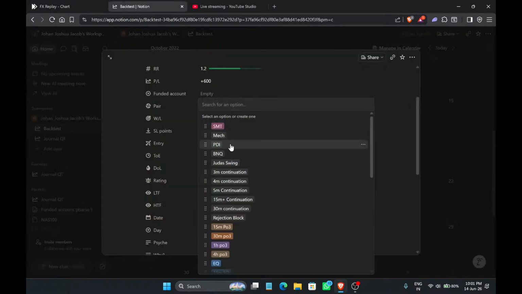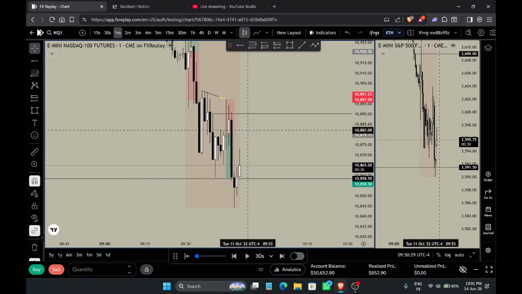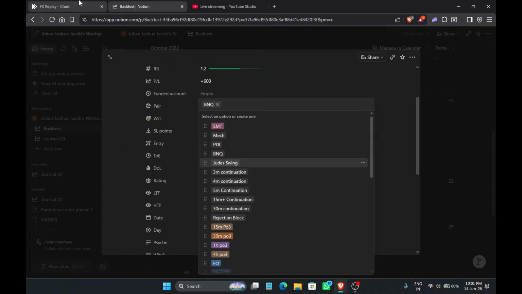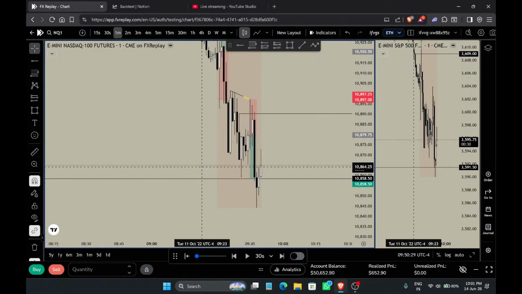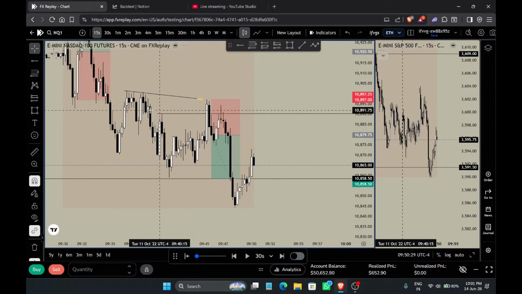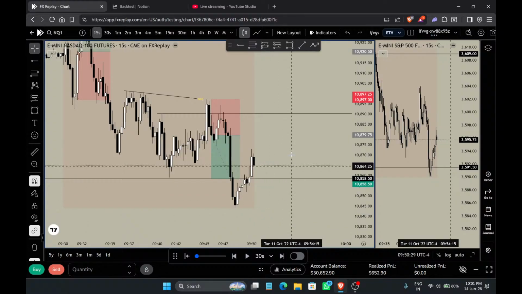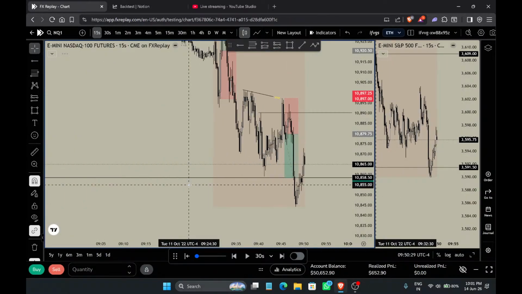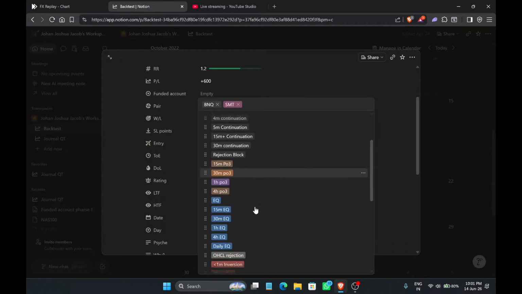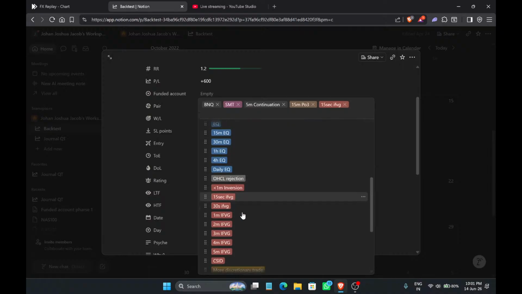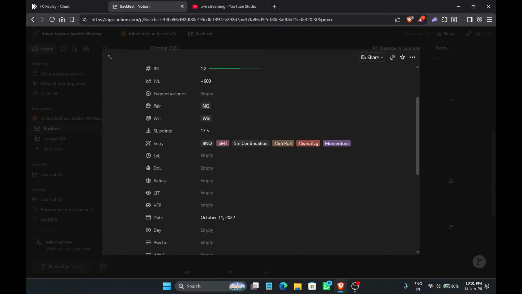We can say it is a PO3 model because we have a PO3 up in that 5 minute delivering into obvious levels, SMTs. Then we can say it is accumulation, manipulation, distribution. We have the accumulation over here, manipulation over here, distribution over here. That's a PD array also. In our bias: 5-minute continuation, 15-minute PO3, 15-second IFVG, momentum, everything is good there.